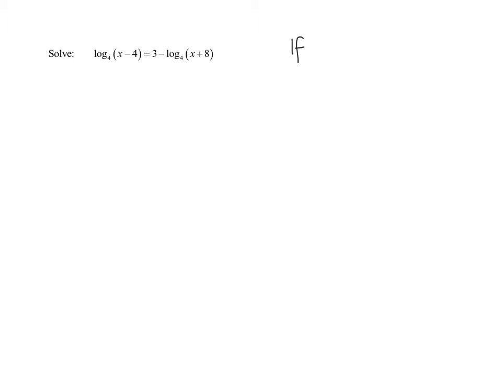do is write it in the form of log to the base b of u equals v. Then, if that is true, I can write it in exponential form, b raised to the v equals u. So in order to get my equation looking like this, I need all my logs on one side. I'm then going to have to condense them, and I need to leave the plain old number 3 by itself on the right-hand side.